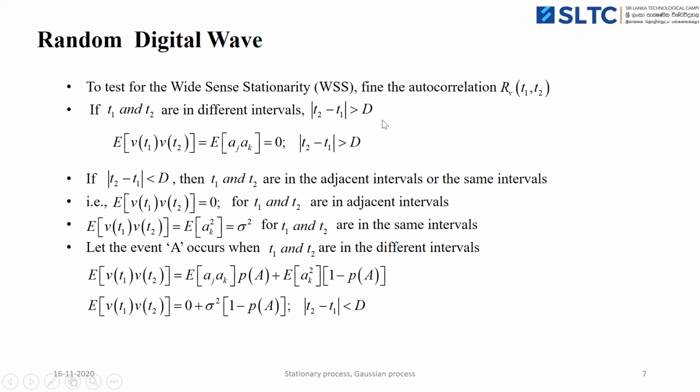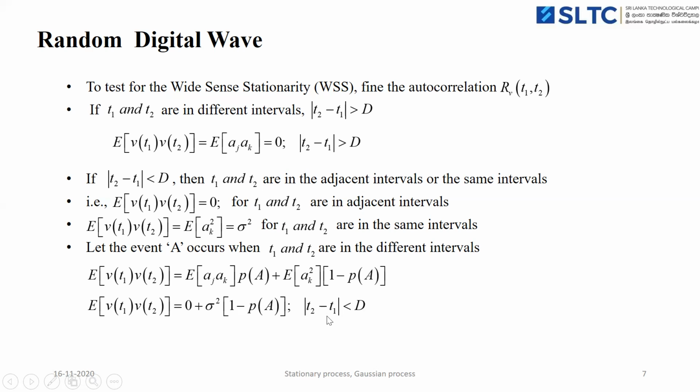If t1 minus t2 is greater than D, it is the expectation of A_j and A_k, because of two different amplitudes, times the corresponding probability P of A, the probability of the event A. Plus the expectation of A_k squared times 1 minus P of A, for when the difference is less than D. So 1 minus P of A is for less than D, and P of A is for greater than D. Since the amplitudes of this random digital wave are statistically independent, the first term will be zero, as the expectation of A_k equals zero. In the second term, the expectation of A_k squared is the variance sigma squared, times 1 minus P of A.